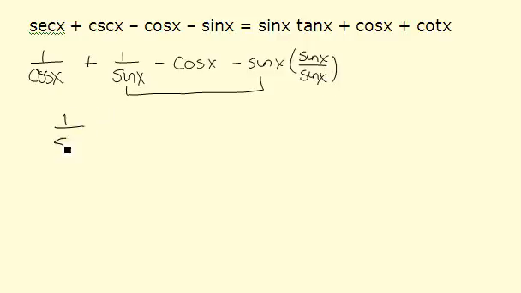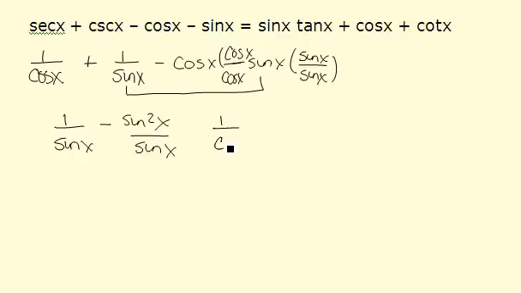Therefore, I have 1 over sine x minus sine squared of x over sine x. I would do the same thing for cosine, to subtract 1 over cosine minus cosine. Finding that common denominator, I'm going to get 1 over cosine of x minus cosine squared of x over cosine of x. We will now recognize that I would have 1 minus sine squared x over sine x, and 1 minus sine squared x is equal to cosine squared of x.